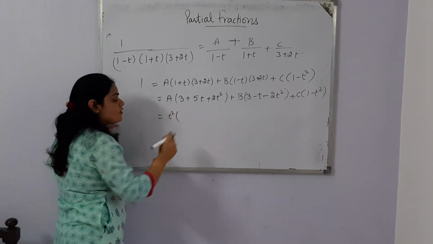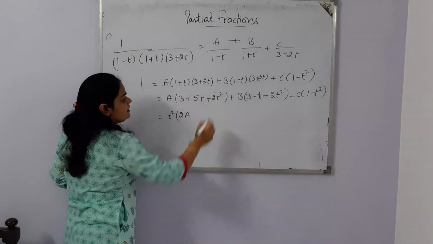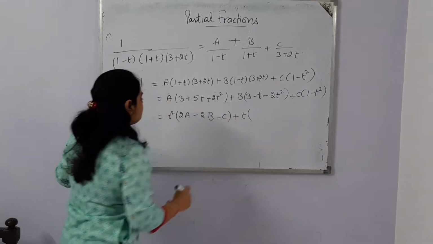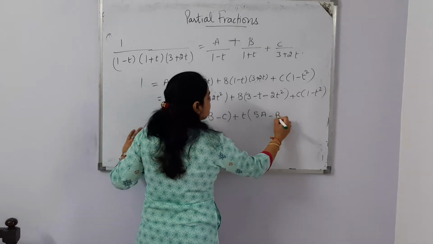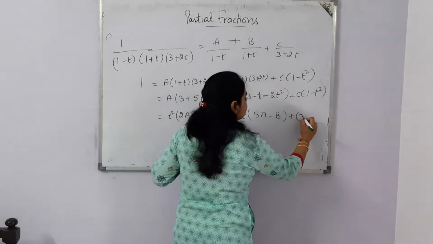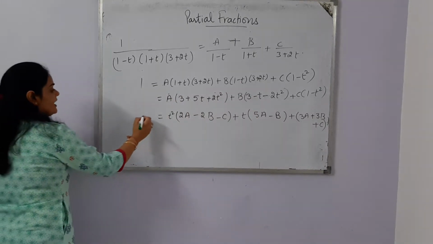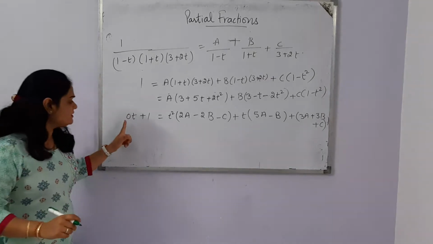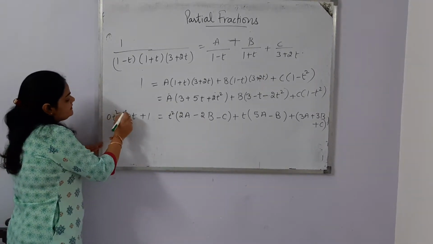Now we'll take common t square, t and constant. Now t square, what is inside? 2a minus 2b minus c. And whenever we take t as common, inside we'll get 5a minus b. And what is the constant term we'll get? 3a plus 3b plus c. Okay, now here we have constant term 1. We don't have any term of t and t square, so we'll assume 0t square plus 0t.